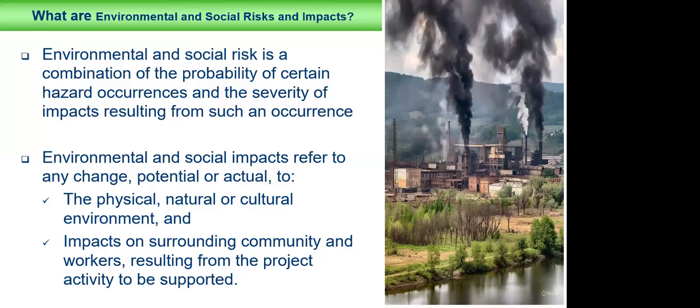Environmental and social impacts, on the other hand, is any change that can either be latent, that is potential, or actually happening, that has already kicked into existence. So in essence, we are talking of either the latent or the actual aspect of environmental and social change. This affects the physical, natural, or cultural environment, and it also affects the surrounding community, the people that work around there. This results from the project activity that is supposed to be carried out. So it's all encompassing, affecting the environment, the culture, as well as the human beings associated with the project.